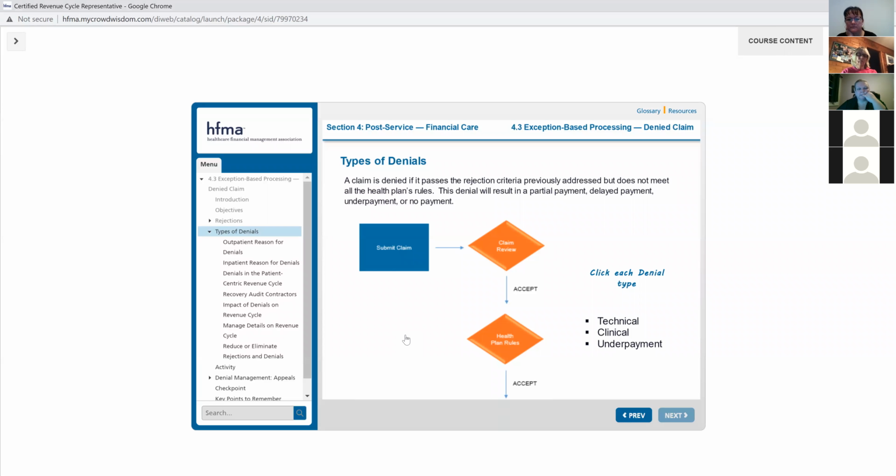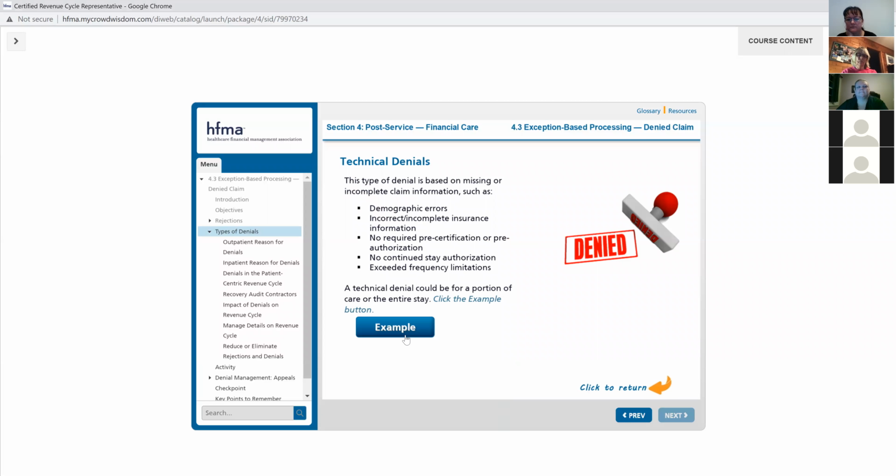I'm sure some of us have seen where there are partial payments based on authorizations received, like therapy, where you got 15 authorized, but the patient went 17 times. And the technical denial is issued when, here's an example, a mammogram screening is performed more than once within a 12-month period. Okay.